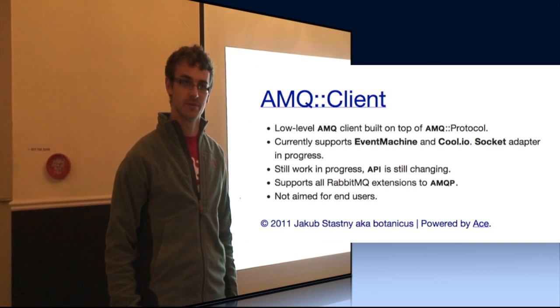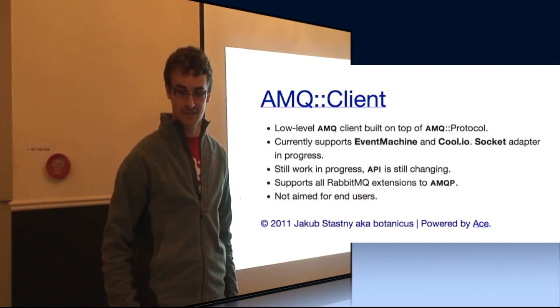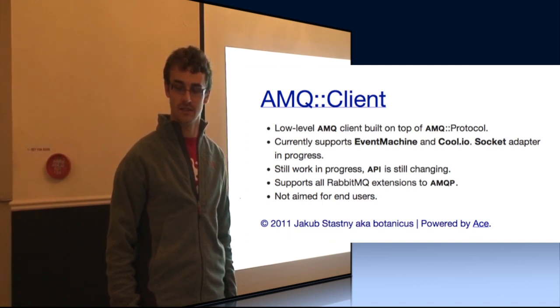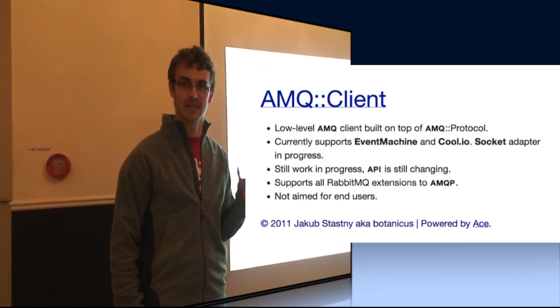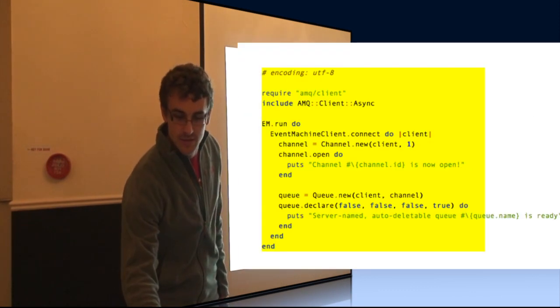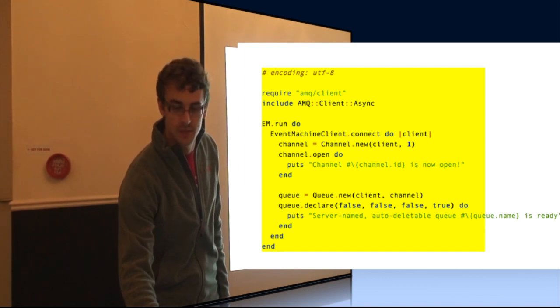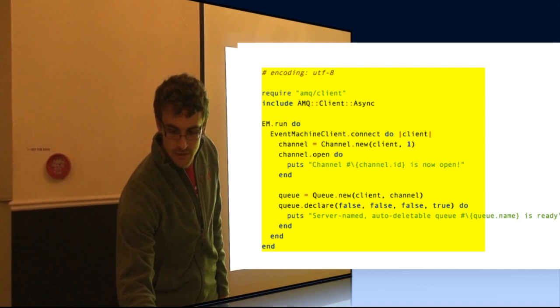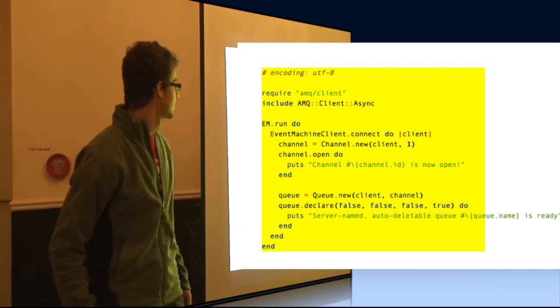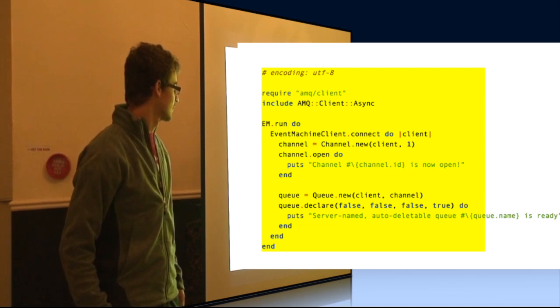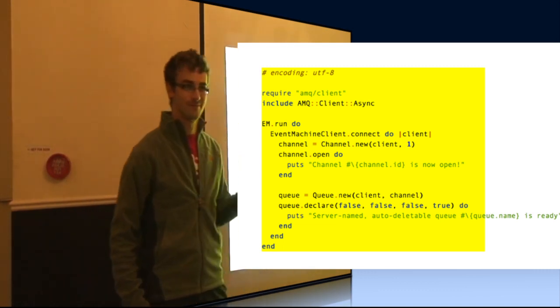Then there's AMQ client, which is a low-level client built on top of the AMQ protocol gem, and it's agnostic. It supports EventMachine and I/O, and currently I'm working on a socket adapter because Bunny, which is another library, will be ported on top of AMQ client soon. It's fairly low level and not aimed at end users, but it can also be used. There's an example of the EventMachine client. It's callback passing style, and you have to pass a lot of weird arguments.